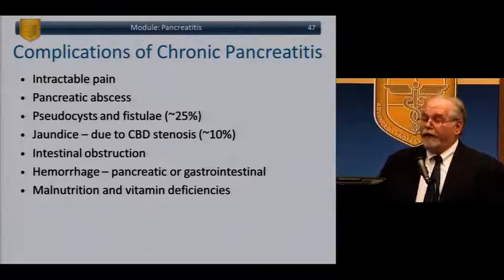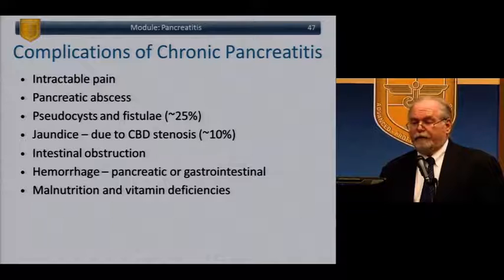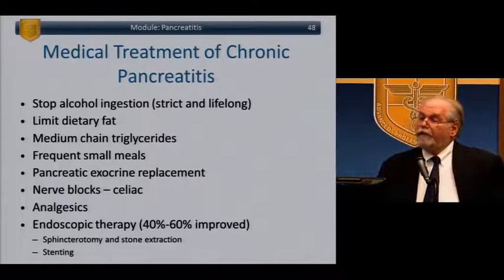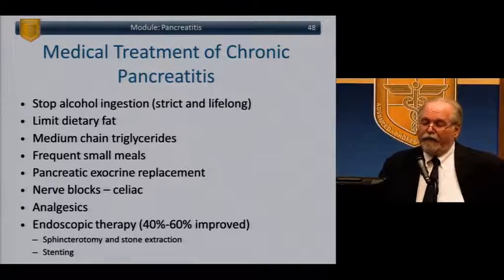Complications of chronic pancreatitis: pain, abscess, pseudocyst and fistula, jaundice, obstruction, hemorrhage, or malnutrition. The treatment, first and foremost medically: stop drinking if they're drinking alcohol, limit dietary fat, feed with medium-chain triglycerides, frequent small meals, exocrine replacement, celiac block for pain, analgesics. About half of the patients will be benefited by endoscopic therapy, including sphincterotomy, stone extraction, and stenting.